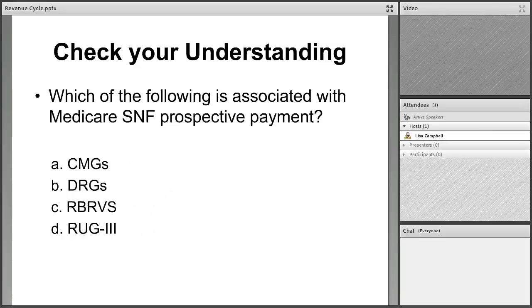Next question, and our last question. Which of the following is associated with the Medicare SNF prospective payment system? SNF is Skilled Nursing Facility. Again, must know the abbreviations used in our industry. Is it A, CMG, B, DRG, C, RBRVS, or D, RUG3? And the correct answer is D for the RUG.